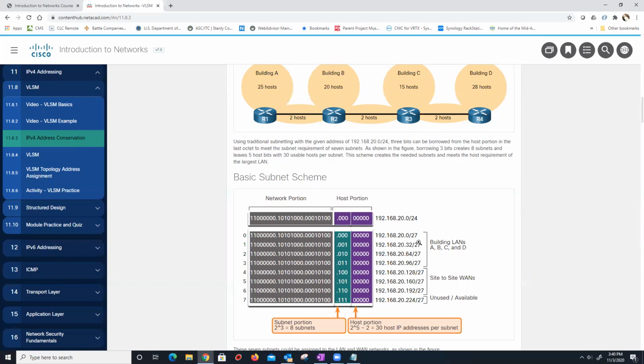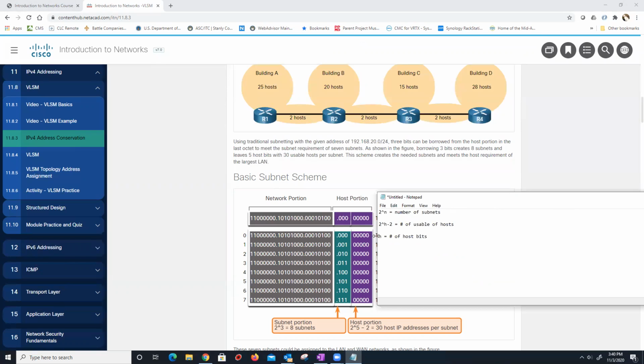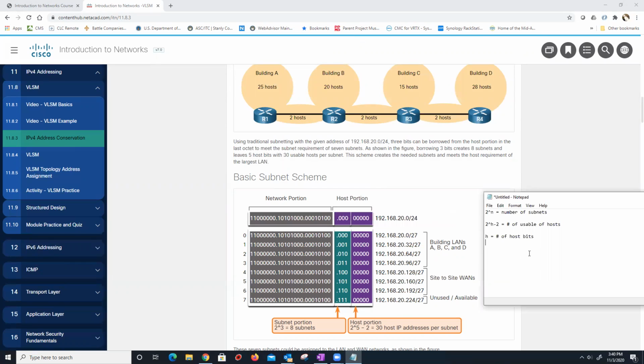So let's think about this. If we needed at least 28 hosts, we look at our formula: what power of 2 would we raise in order to leave at least 28 hosts? It'd be 5, wouldn't it? Which equals 32, for a total of 30 usable hosts. So we're not solving for our number of subnets, we're solving for our number of host bits. This is a class C.